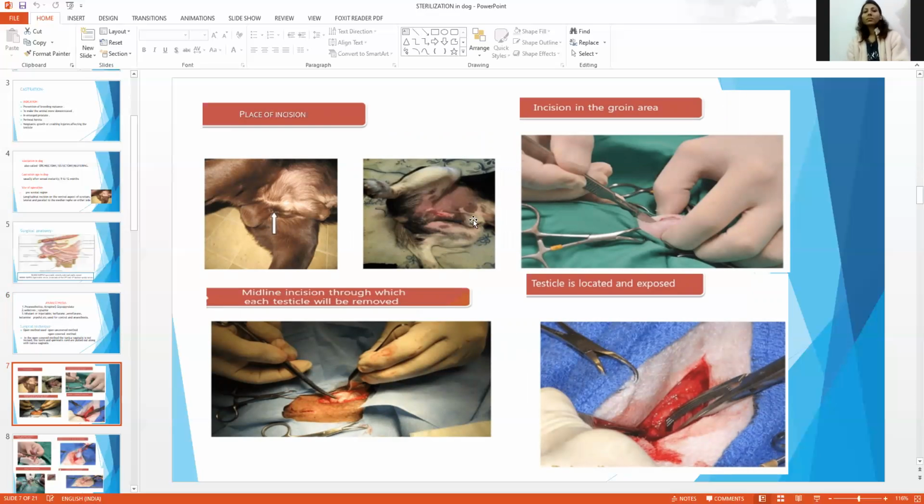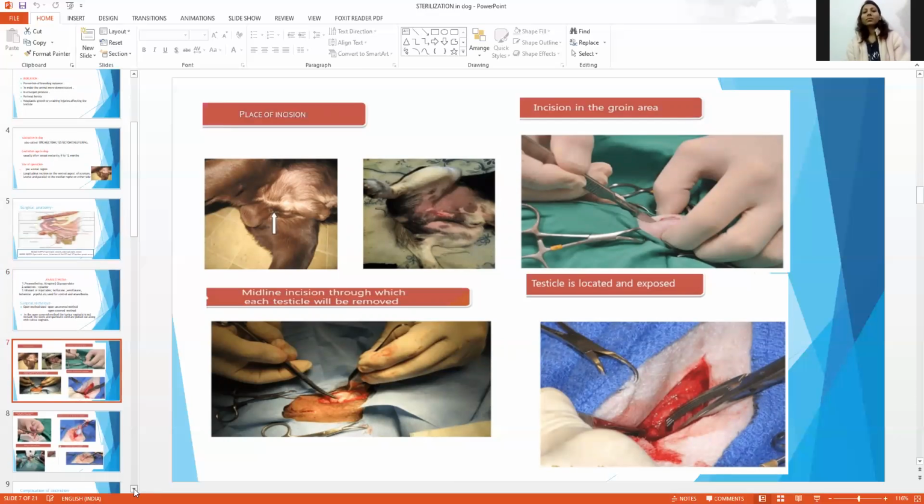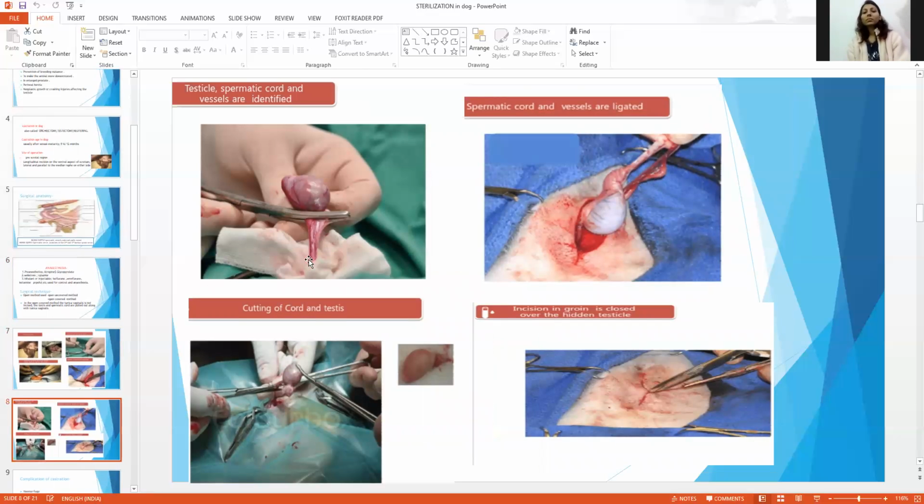These are some pictures. The incision is given in the groin area, and through this incision you expose the testicles, and by ligating the pampiniform plexus and all this blood supply, this picture is the pampiniform plexus, and by putting an artery forceps here, you make a ligation so that the blood supply is stopped, and simply by cutting, this is a very simple surgery, and you can easily perform it even in field conditions by giving anesthesia.